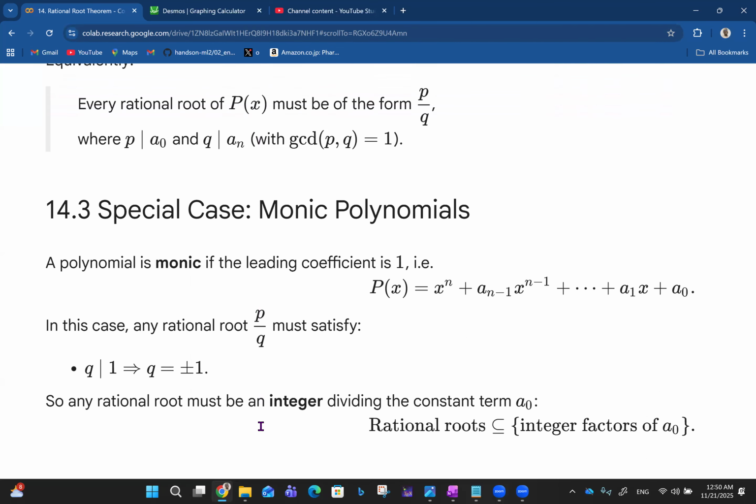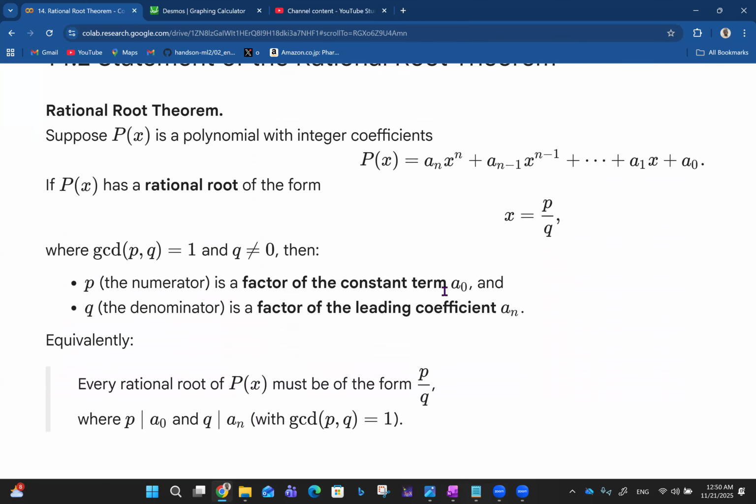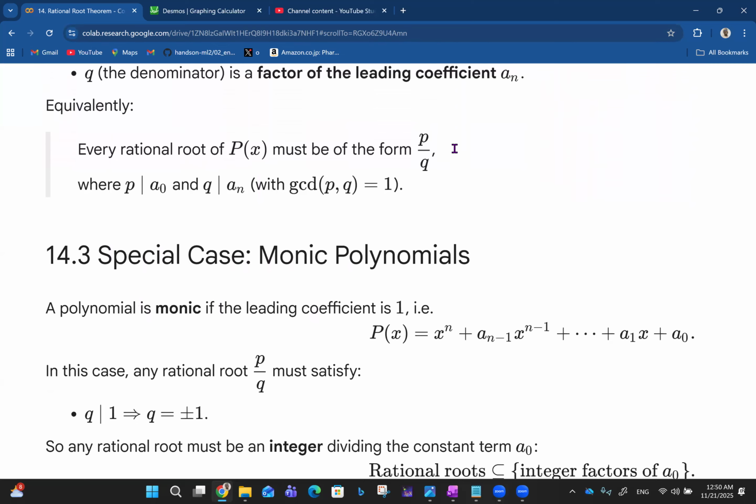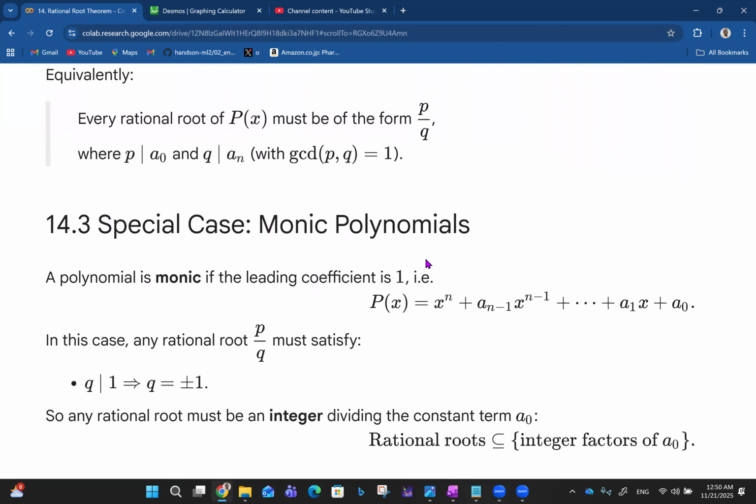So let's look at a special case when we have monic polynomials. A polynomial is monic, like we know, if the leading coefficient is 1. So here we had an x raised to power n. What if that an is equal to 1? That's what a monic polynomial is about. So instead of an xn, you just have xn, because the coefficient of xn is 1, and so on. So in this case, any rational root p over q must satisfy that q divides 1, which implies that q is equal to plus or minus 1, right?